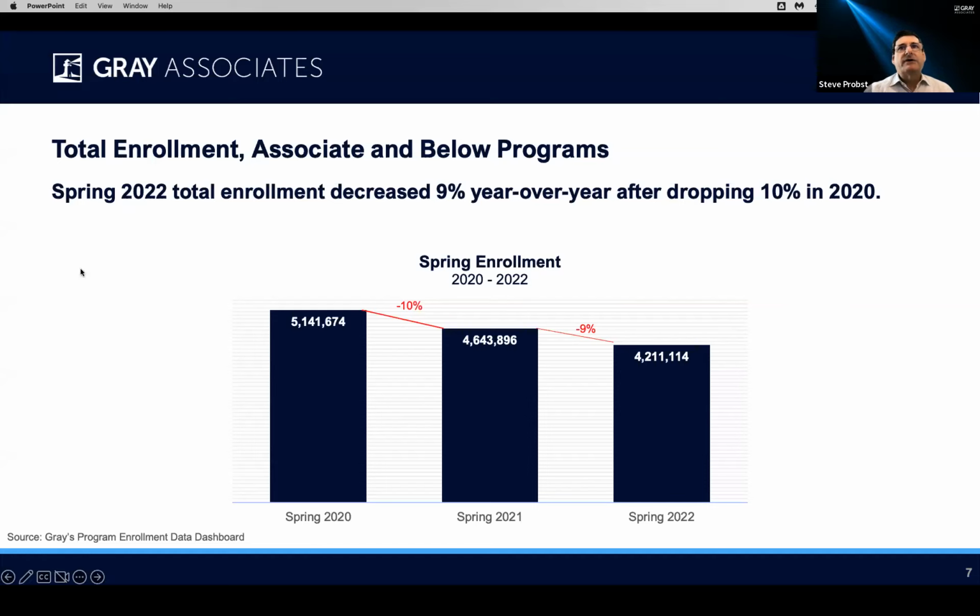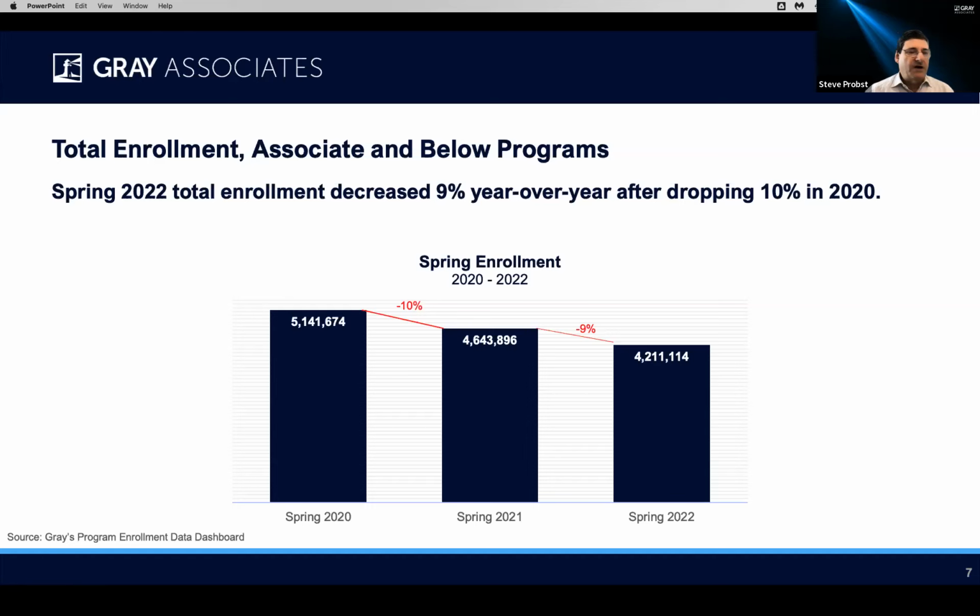The data here is for spring enrollment, and this is in associate and undergrad certificate programs. That is not a pretty picture. Down 10% from spring 2020 to spring 2021, down another 9% to spring 2022. This is not only at community colleges, but it's going to be very heavily at community colleges. So this is a trend that we see persisting right now.